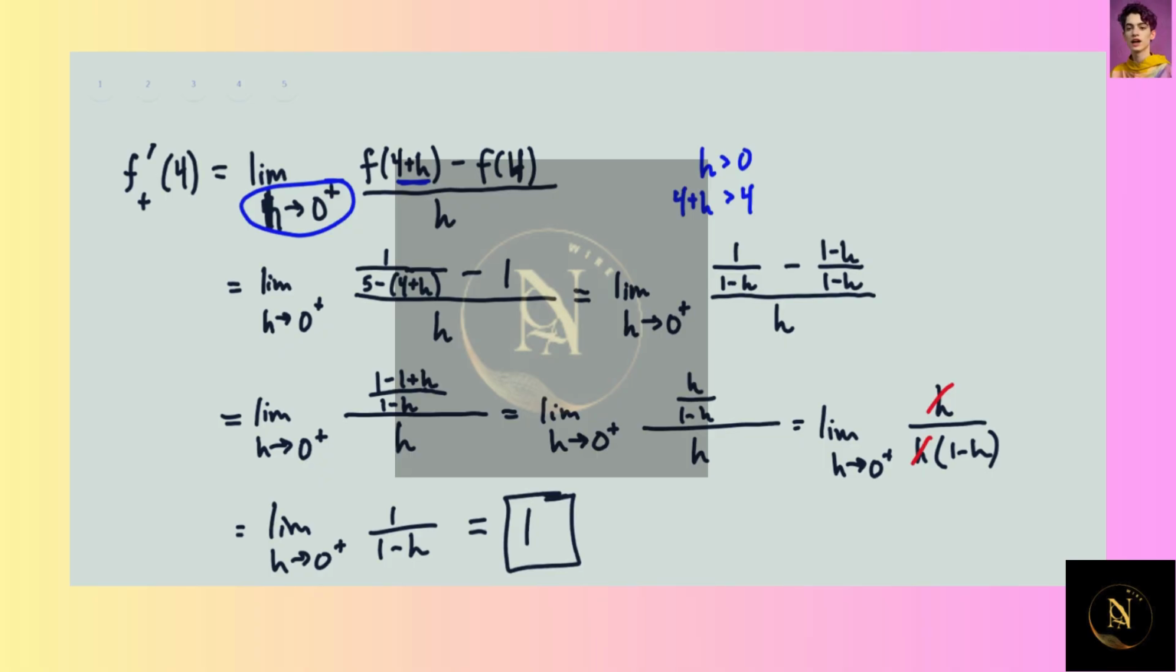And we have finished part A. That is our right-hand derivative at 4. It's just 1.